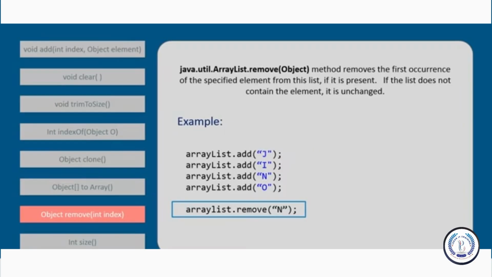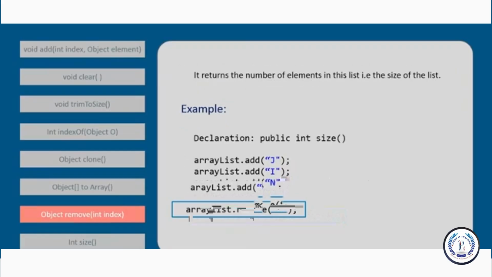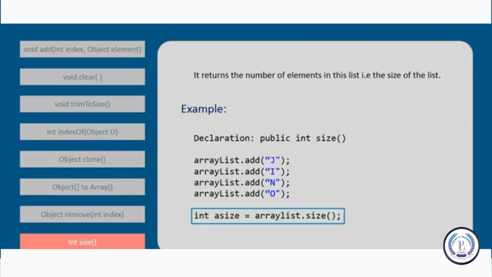Next, remove method. This method removes the first occurrence of a specified element from the list if it is present. For example, if you want to remove n from the added list, then it removes the first occurrence of n. If there is one more occurrence of n here, it won't remove that. Next, int size. This returns the number of elements in the list, that is the size of the list. Suppose we have added 4 elements, then it returns the size of the array list as 4.